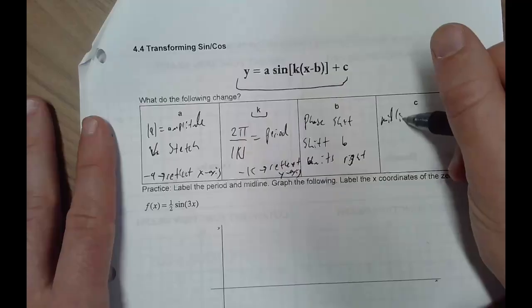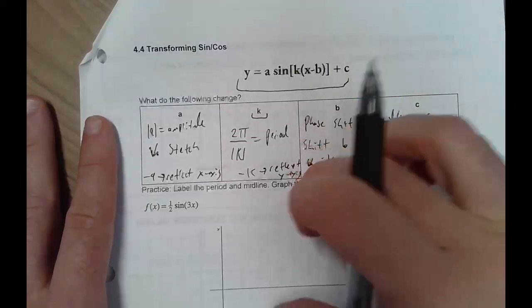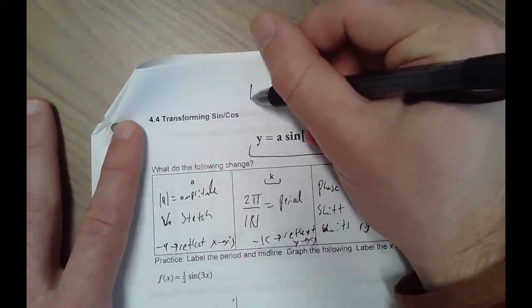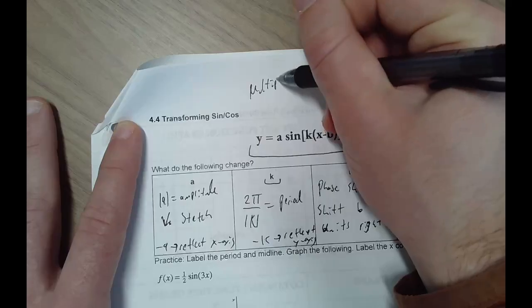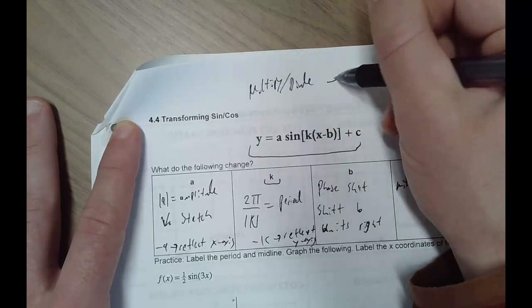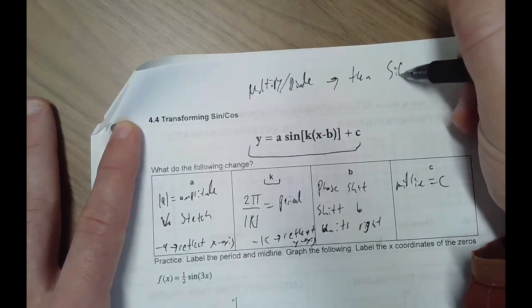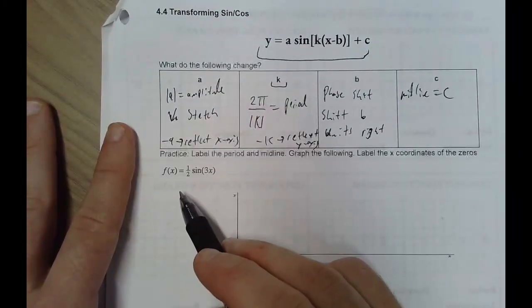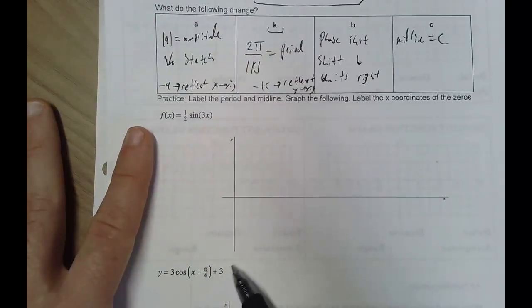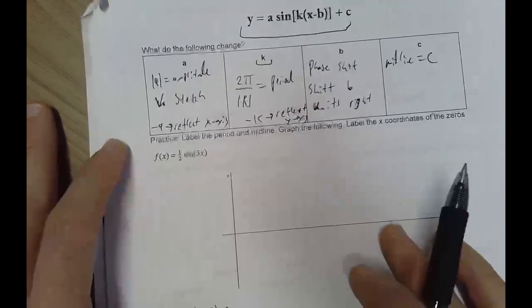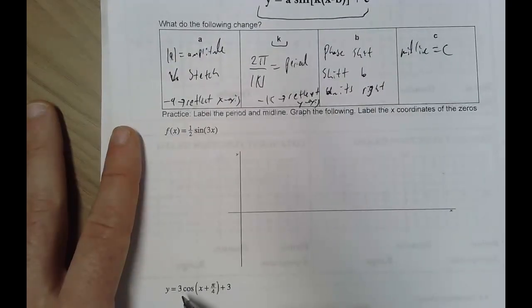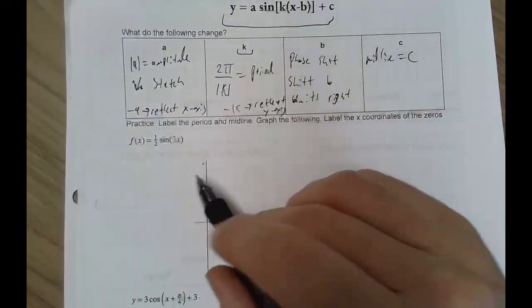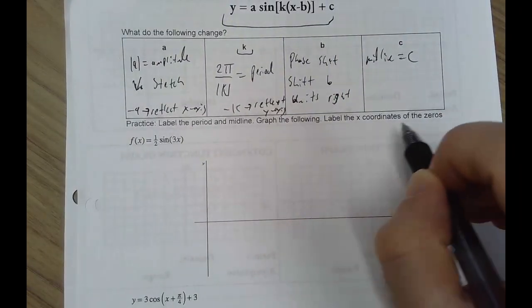So midline equals C. When we're doing transformations, you want to follow the order of operations. So multiply, divide, then shift, if that makes sense. So if you're doing a transformation, we're going to do this multiplication part first, and then you would do any kind of shifting. Okay? You don't add it and then multiply. You multiply, then you add. Okay? All right, so this example, label the period and midline, graph the following, label the x coordinates, the zeros.